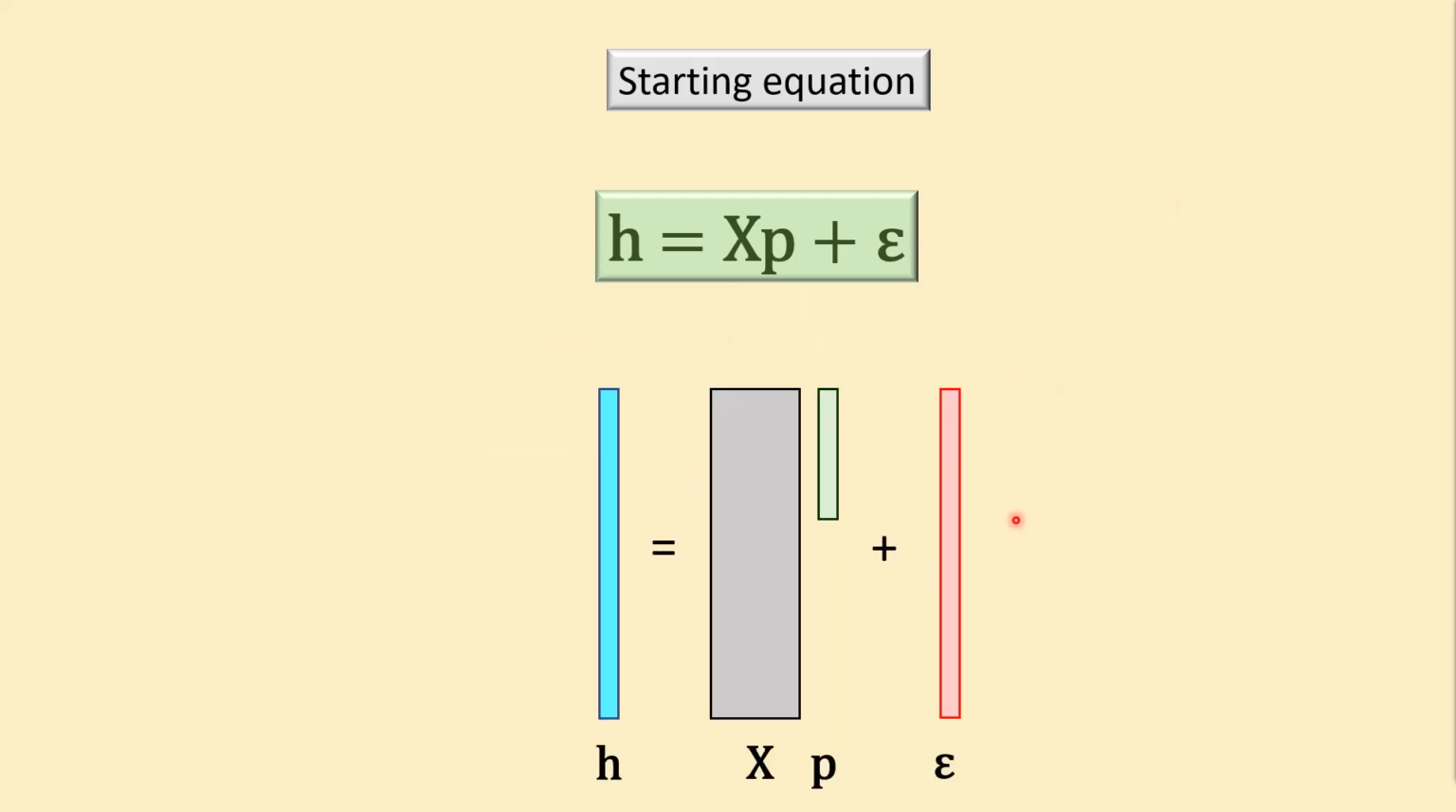This picture here summarises our situation. Here's our matrix X, and notice that this matrix is long in the vertical direction. That is, we are assuming that we have fewer parameters than we do field measurements. The length of the vector epsilon is of course the same as the length of the vector H, because this is the noise associated with the observations.